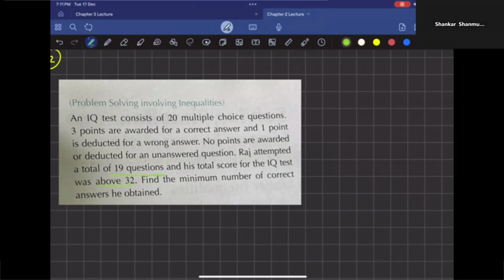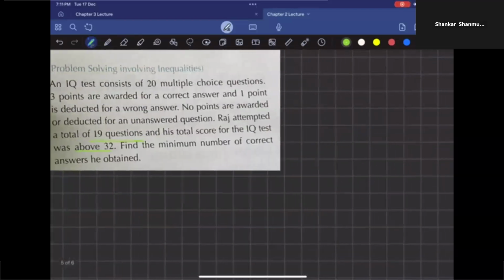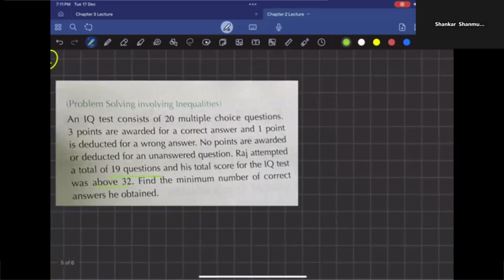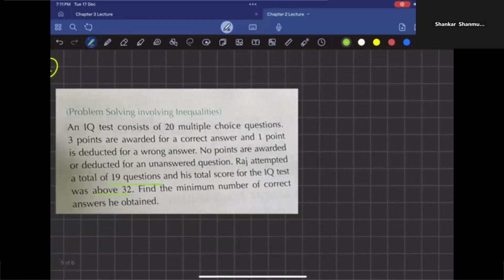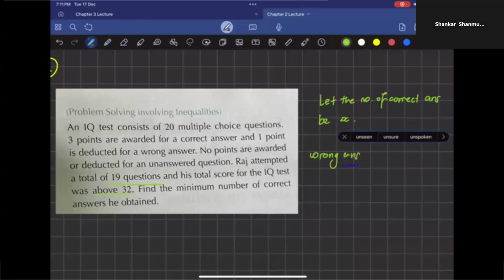Okay? So this is a very common question to begin with. How it goes is you need to use algebra. So the method to go about this is, let the number of correct answers be x. Once you have that ready, the number of wrong answers is equal to 19 minus x, because it's given that he answered 19 questions.